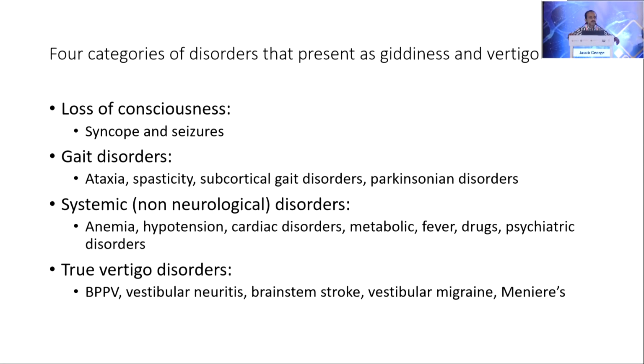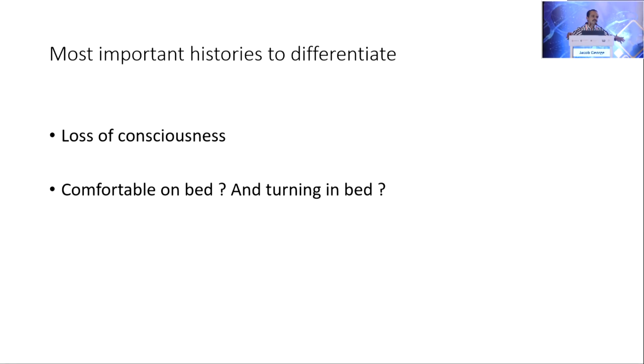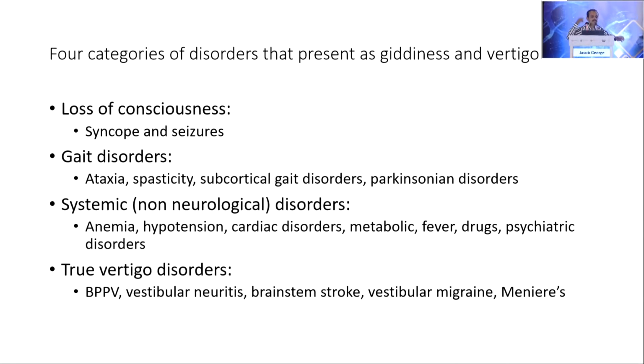And finally, there are true vertigo disorders, that is BPPV, vestibular neuronitis, brainstem stroke, vestibular migraine, and Meniere's. These are the 5 commonest vertigo disorders. So how to differentiate all these is actually sometimes very difficult, but 2 most invaluable histories are there. One is loss of consciousness. If loss of consciousness is there, it favors syncope or seizures.